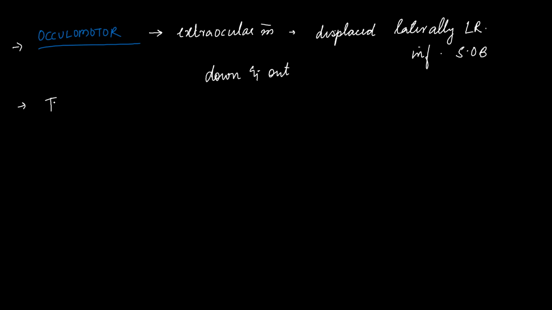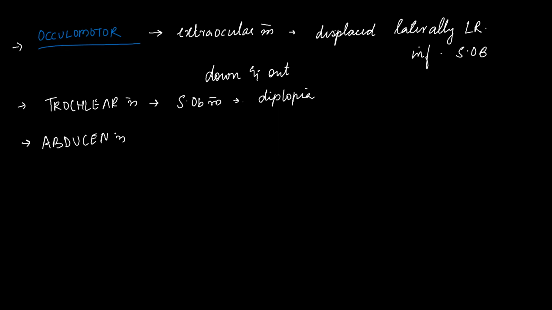If the damage is to the trochlear nerve, this will paralyze the superior oblique muscle. Because of that, the patient can complain of diplopia and so on. Third one, if something happens to the abducent nerve, this will paralyze the lateral rectus muscle, and the affected eye will be adducted by the resting tone of the medial rectus. So this was regarding the extraocular muscles.